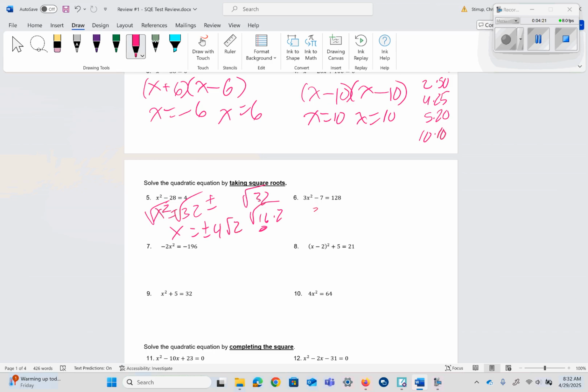This one I'm going to add 7 to both sides first. Okay, 7 plus 128 is 135. And then 135 divided by 3 is 45, so x squared equals 45. Root, don't forget the plus minus. And root 45 breaks down to 9 and 5, so the square root of 9 is 3. So 3 root 5, but don't forget that plus minus.